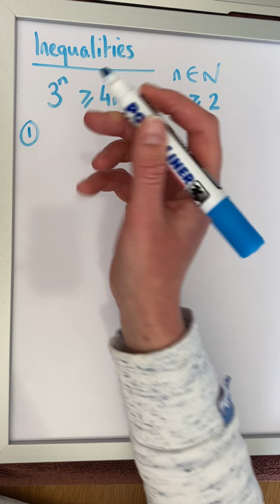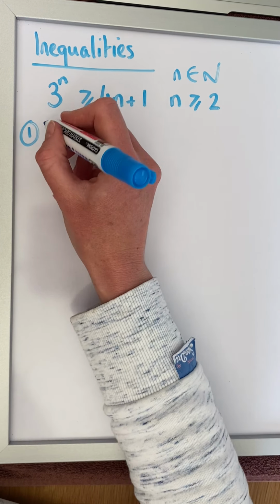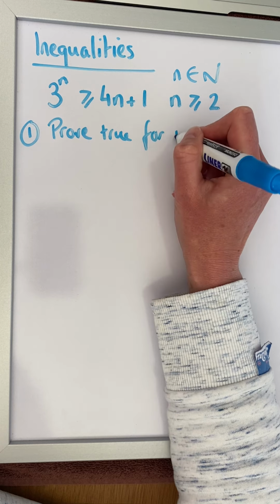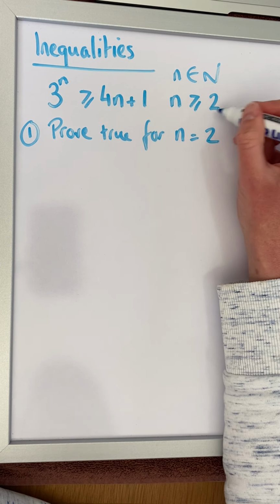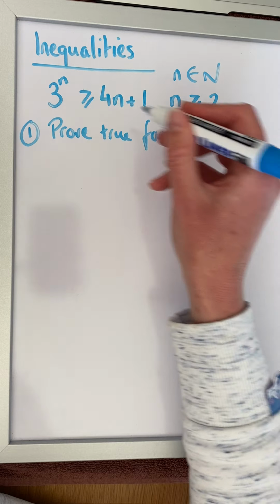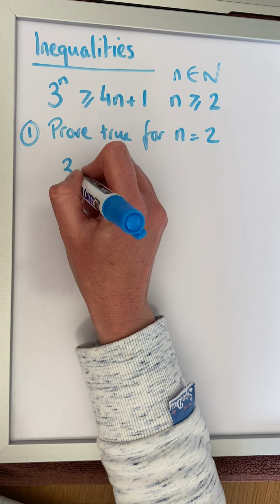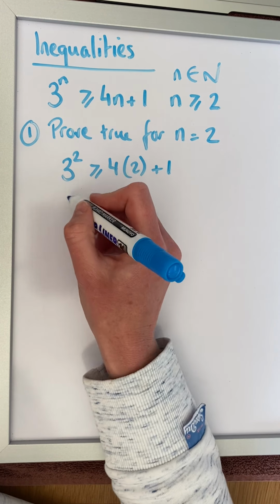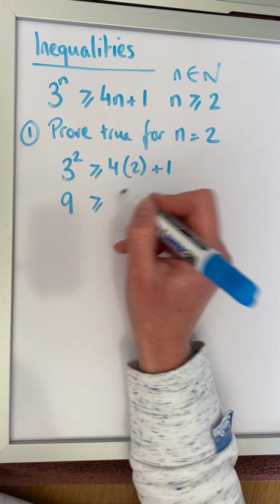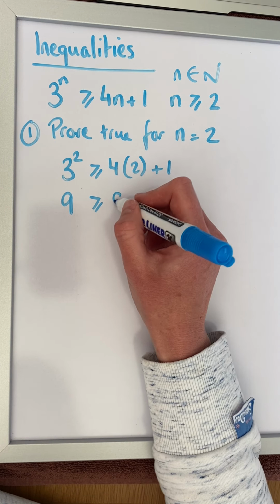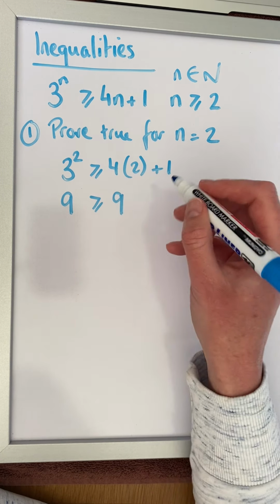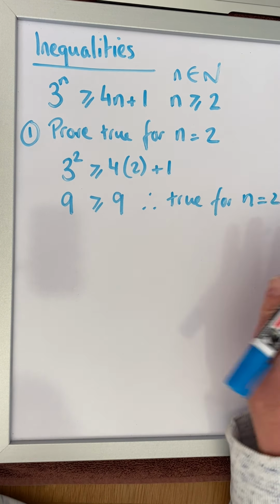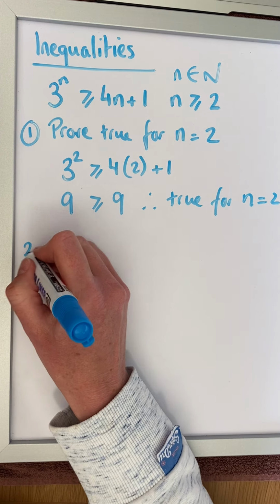So step 1 is we prove true for the first natural number. So prove true for n equals 2. The reason it's 2, again, is due to our restriction here. So we substitute 2 anywhere we see our n. So we have 3 squared greater than or equal to 4 by 2 plus 1. On the left-hand side, we have 3 squared, which is 9. On the right-hand side, 4 2s are 8 plus 1 is 9. 9 is greater than or equal to 9, so therefore it is true for n equals 2. So that's step 1.